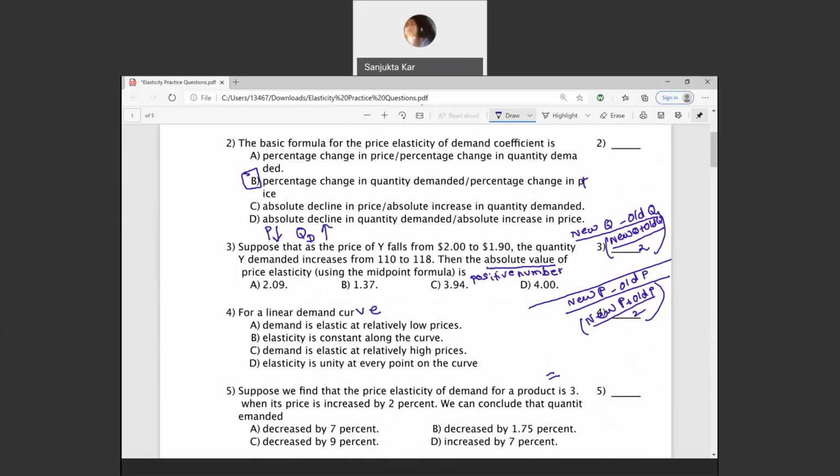New quantity is 118 minus old quantity, which is 110, over 118 plus 110 divided by 2. Then this whole thing will be over new price, which is $1.90, from that we subtract 2, over 1.90 plus 2 divided by 2.